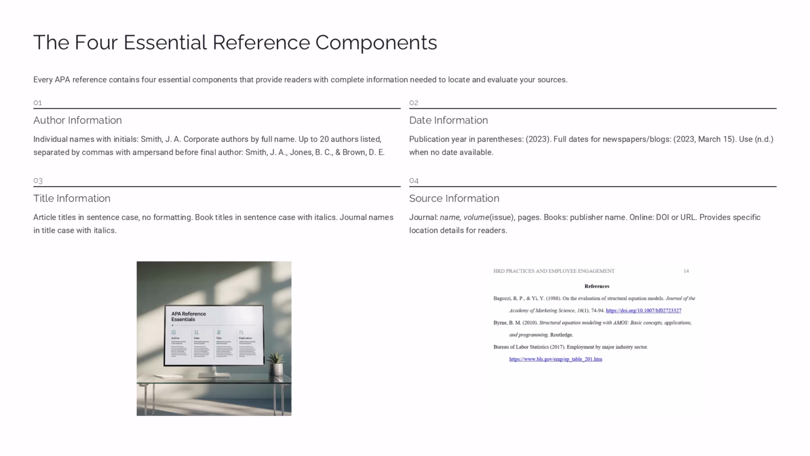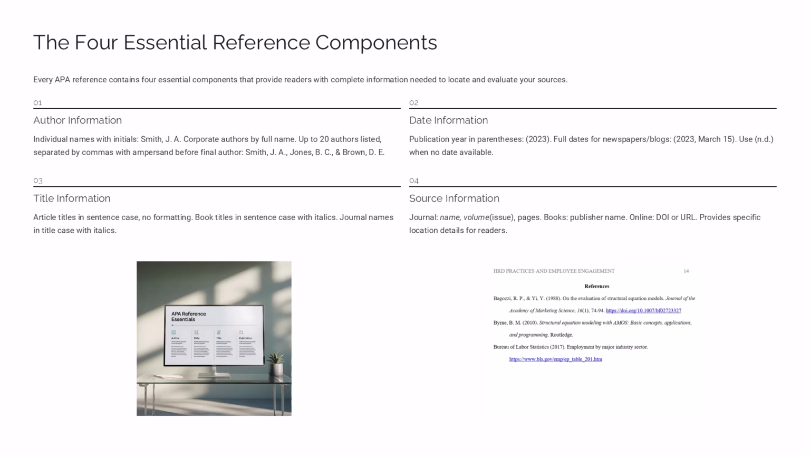sources. For journal articles, source information includes the journal name in italics and title case, the volume number in italics, the issue number in parentheses, not italicized, and the page range. If the journal uses continuous pagination across issues, the issue number may be omitted. For books, source information includes the publisher name, Academic Press or Harvard University Press. Don't include the publisher's location, as this is no longer required in APA 7th edition.